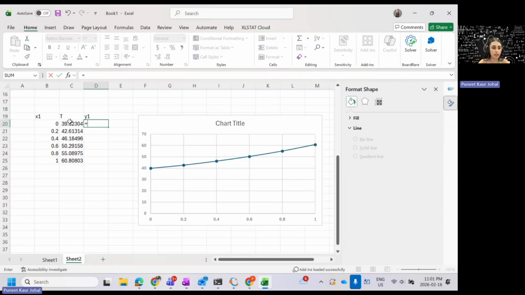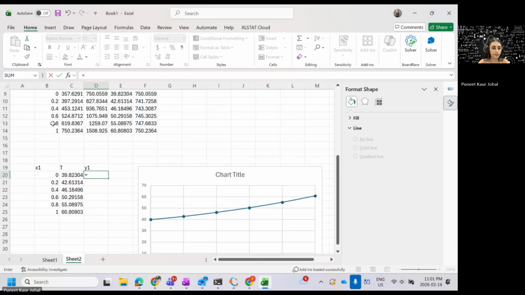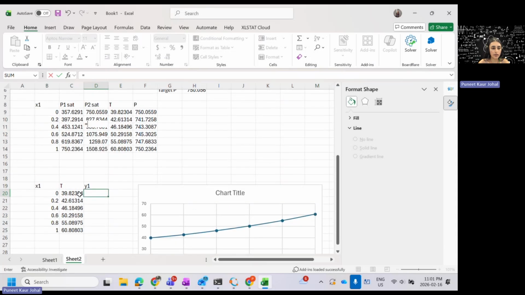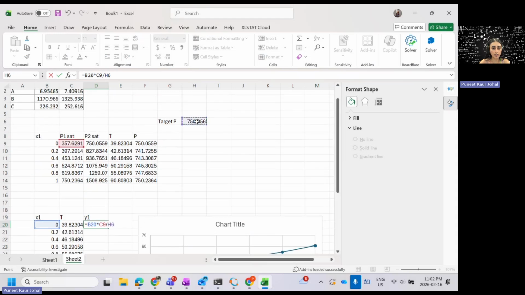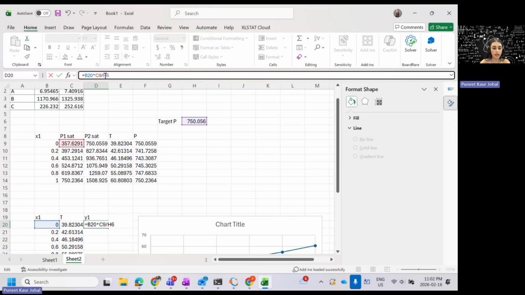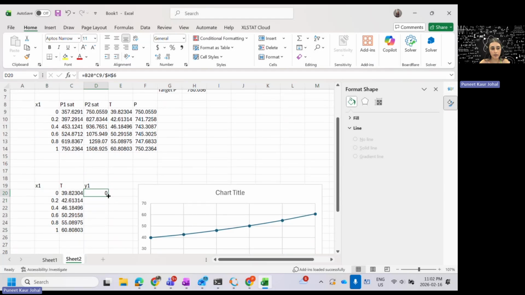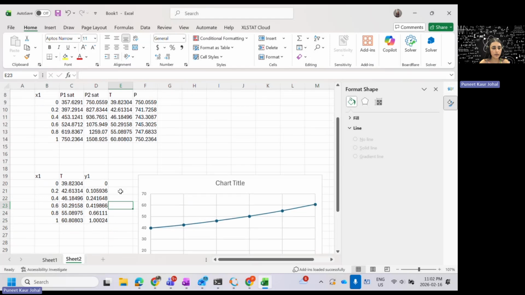So this is going to be x1, so we can just use this. Hold on a second. I'm going to use x1 from here times p1 sat from here, and then divide that by this target p. And the target p is one that I want to not move at all. This makes sense because x1 is 0, so y1 is 0, and then we just drag this down. And so those are the values.